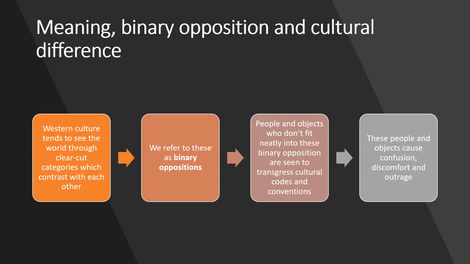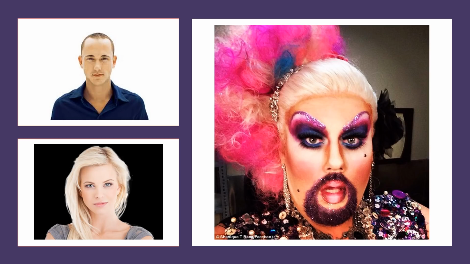Let's have a look at how that works practically. So we've got some powerful examples at the moment in public discourse. We have a very, very important public discussion at the moment about the idea of gender fluidity, thanks to people like Caitlyn Jenner and the increasing visibility in public culture of transgender and intersex people.